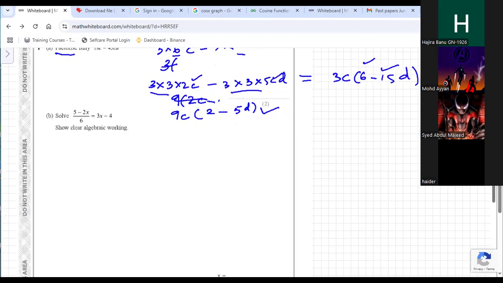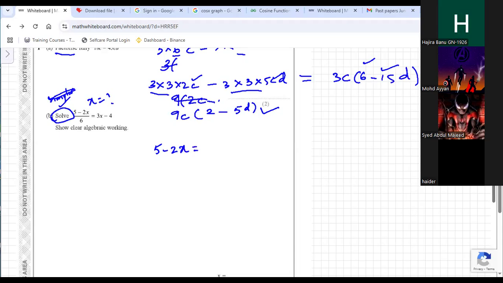Now (5 minus 2x) by 6 equals 3x minus 4. This is an algebraic fraction. Very simple. Also remember, when we are talking about solve, this is the keyword to identify what you have to do. Here, because it is written solve, you have to find the value of x. If it is written simplify, you will be just simplifying and finding the final algebraic term. But here, because it is written solve, you will be finding the value of x.